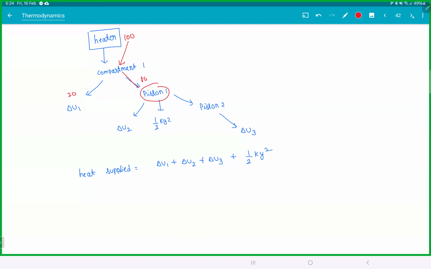When I say I'm giving 80 to the piston, that is called work. Now, what did the piston do? It gave, let's say, 15 rupees to this one, and 15 to this one. Then the remaining 50, piston 1 did work on piston 2 through the spring, and this 50 got stored here. So eventually your 100 becomes 20, 15, 15, and 50.